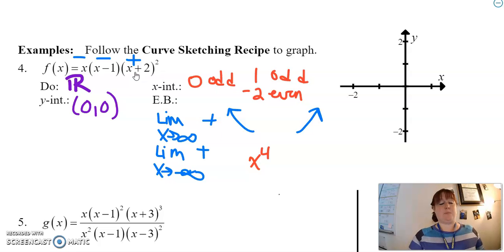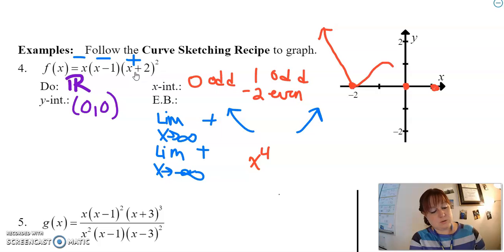We know that it goes up like that. All right, let's see if we can graph it. So we have an intercept at 0, an intercept at negative 2 that bounces, and then an intercept at 1 that goes straight through. And we know we start up here, we bounce, we go through, and we come back up.